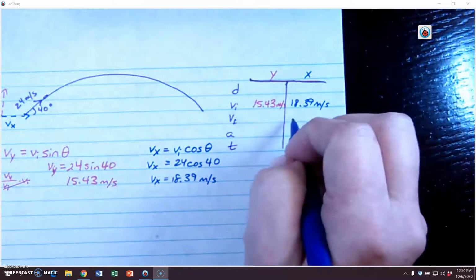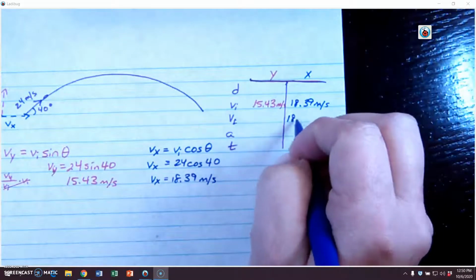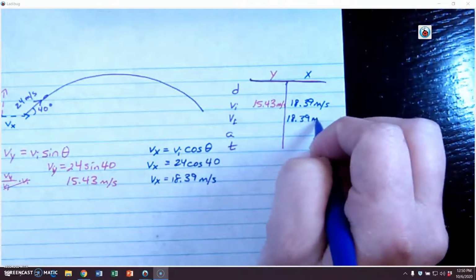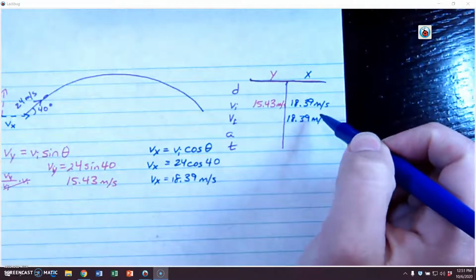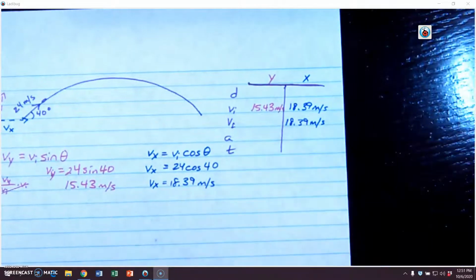Okay. Now, in the x direction, we could go ahead and say we also know our final velocity because it's the same. It's not going to change. So in the x direction, our final velocity is not going to change. All right, what else do we know?